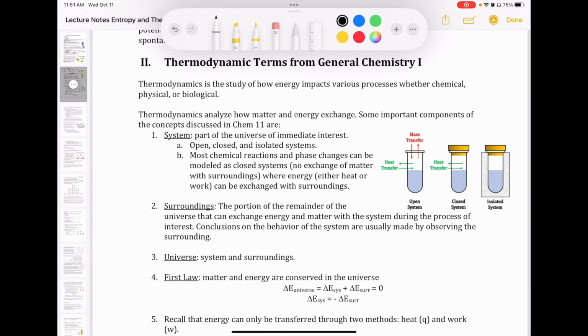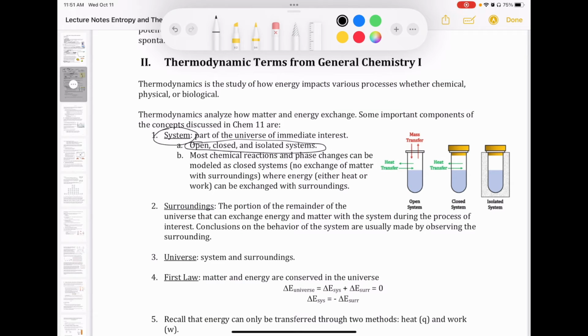And so we want to know some of the definitions and quantities that we already learned there. The first concept I want to remind you of is the concept of a system. Remember that in thermodynamics, the part of the universe that we're interested in is called a system. In thermodynamics, there are three different types of system: open, closed, and isolated. They're shown right here in this picture.